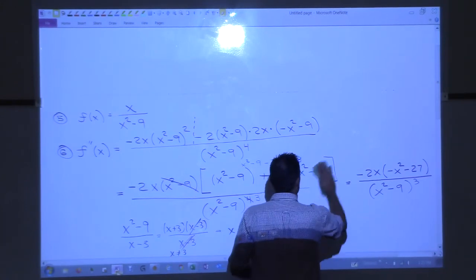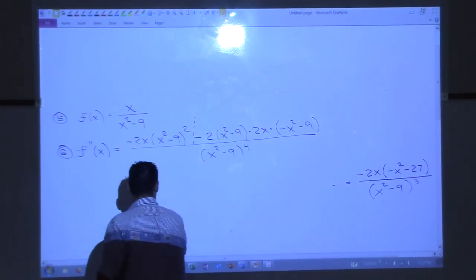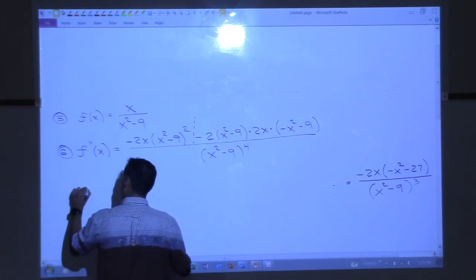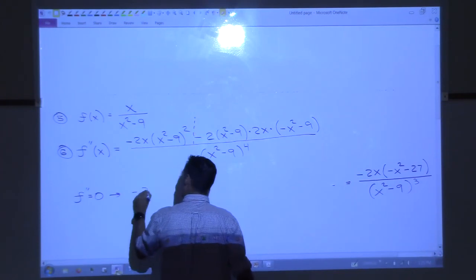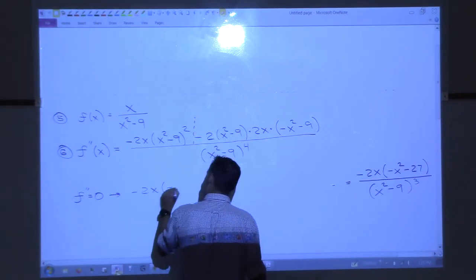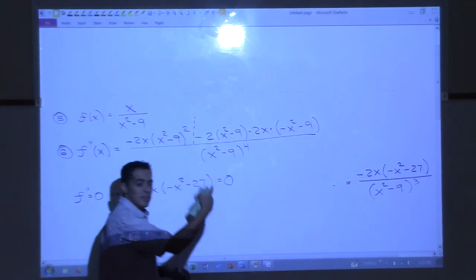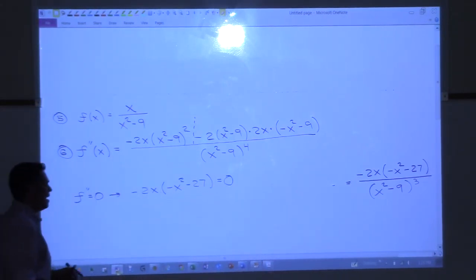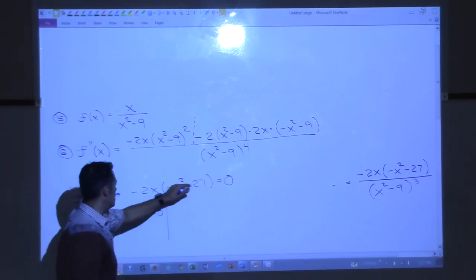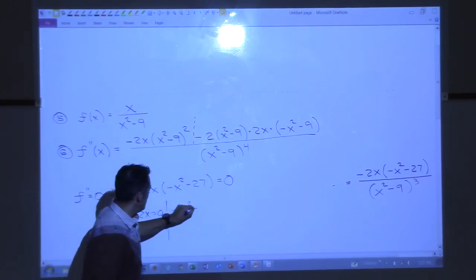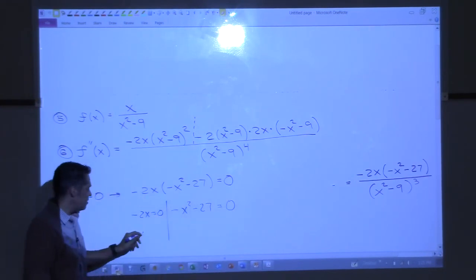All right, let's set this thing equal to 0. So when we set that to 0, we have negative 2x times negative x squared minus 27 equals 0. We're just setting the top to 0. And that breaks down to be two things. Negative 2x is 0. That's one equation. And then the other one is negative x squared minus 27 equals 0. This one here just has one answer, 0.